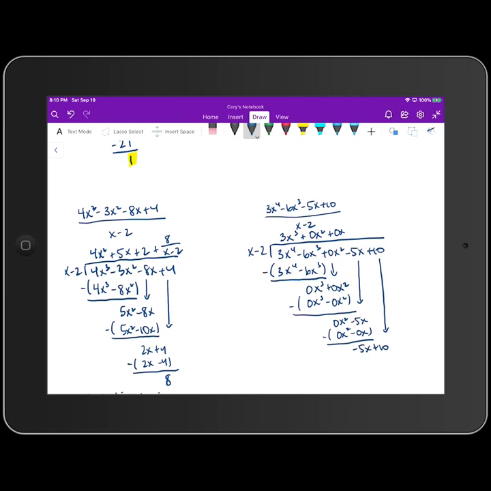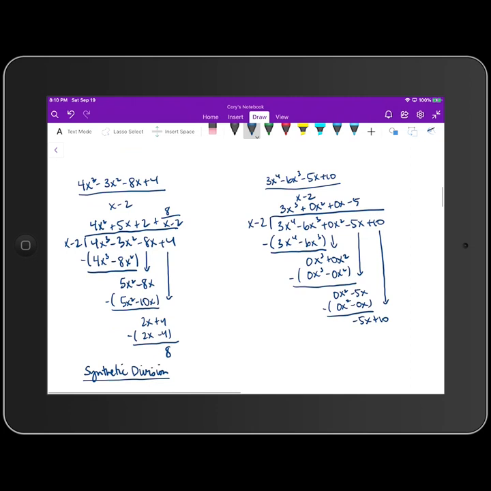And what times x gives me negative 5x? Well, that's negative 5. And when I distribute negative 5 across both terms, we get negative 5x plus 10. We subtract, that gives us a remainder of 0. So that's great. That tells us that x minus 2 is a factor, just like we did when we worked the problem out earlier. So if x minus 2 is one of the factors, then the other factor is going to be 3x cubed minus 5.